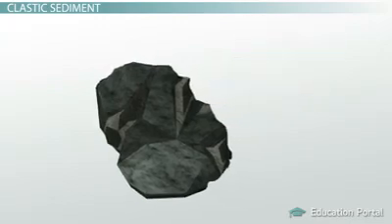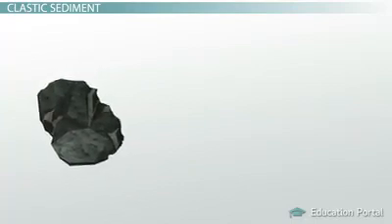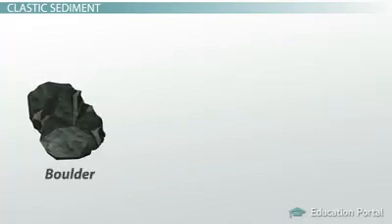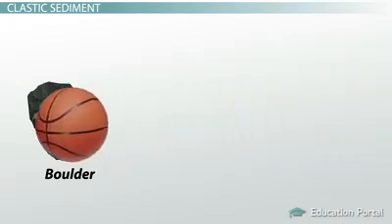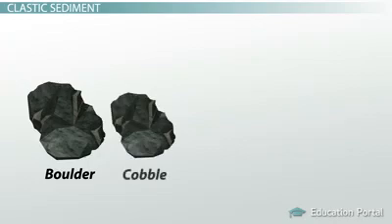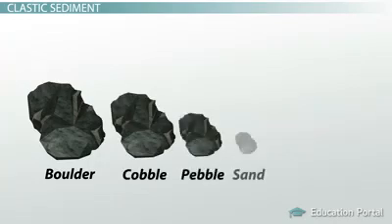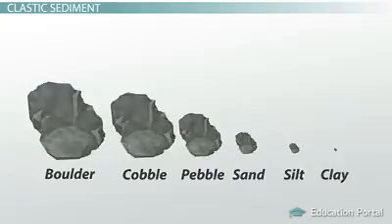We classify clastic sediments based on the dominant grain size. So you could have a clastic sediment where the predominant clast size is a boulder. This would mean that the fragment has a diameter that is bigger than 25.6 centimeters, which is about the size of a basketball. The fragments then go down in size, with the next largest being a cobble, followed by a pebble, sand, silt, and finally the smallest grain, which is clay, which if you held in your hand would feel very fine, like you had a handful of flour.